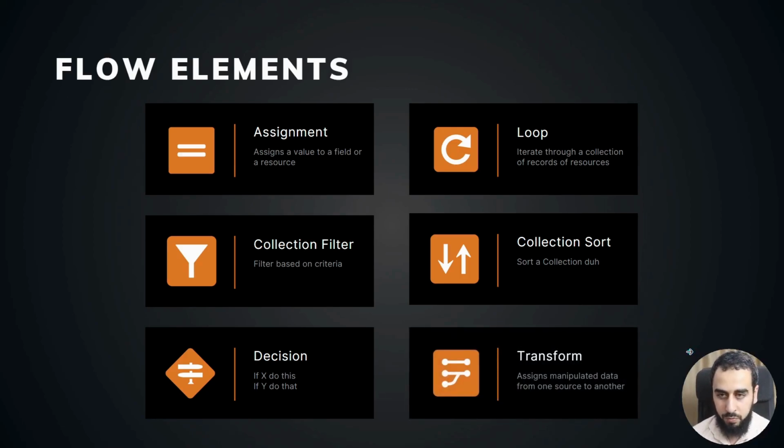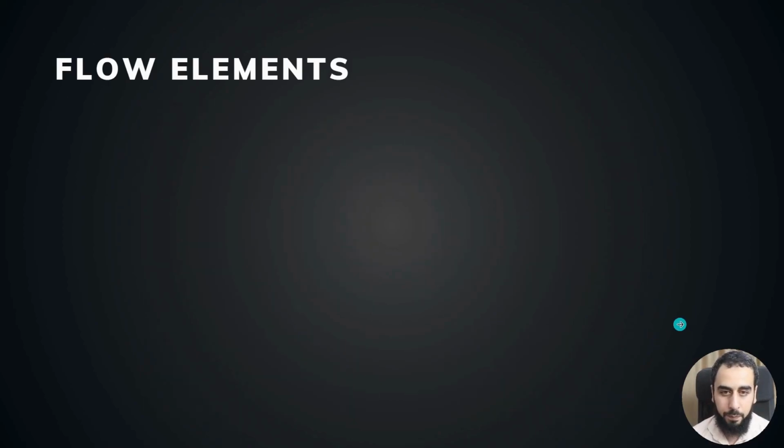And we have a transform element, which I like to think of as a super assignment. You can assign a value to a record or a record collection. You can assign from a collection to another collection. It has a ton of features. You can replace a loop and an assignment with just one transform element. We'll see all of that in action later on.